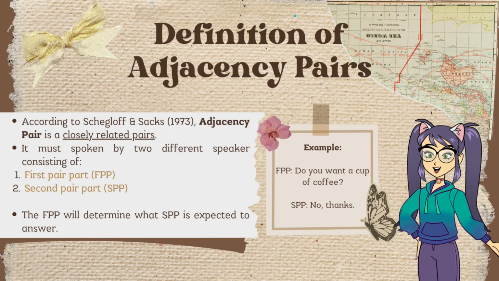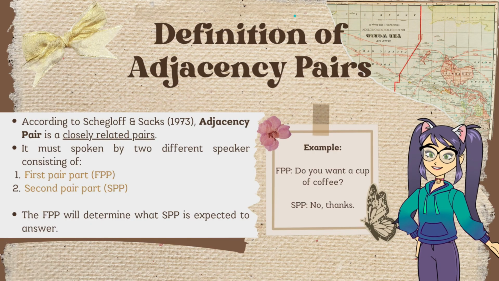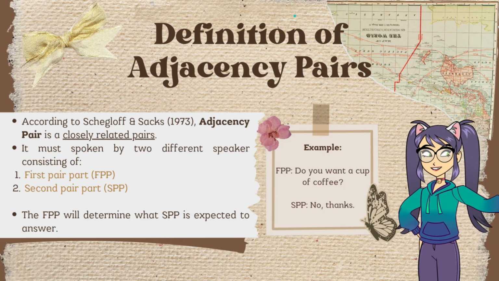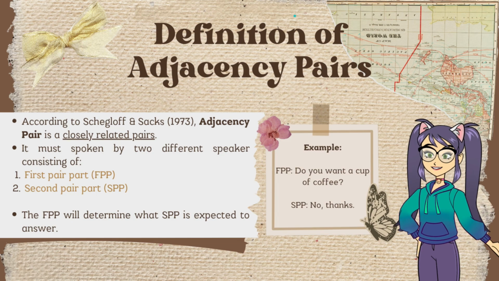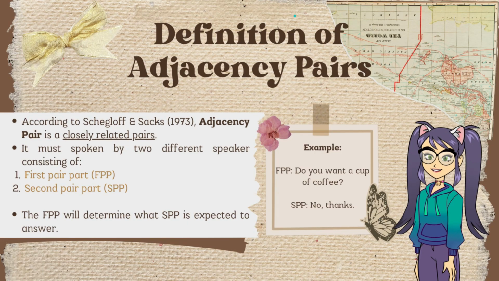According to Schegloff and Sacks in 1973, an adjacency pair is a closely related pair. An adjacency pair is a sequence of 2 turns in conversation spoken by 2 different people. The first turn is called the first pair part or FPP, and the second turn is the second pair part or SPP. Importantly, the second turn is a natural response or follow-up to the first, which means the FPP will determine what SPP is expected to answer.